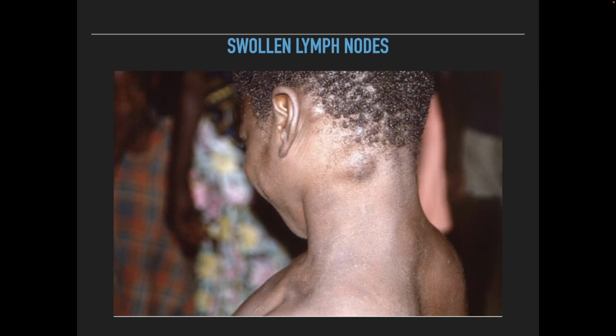What does a swollen lymph node look like? And here's a picture. We see right behind this young child's ear, there's a swelling. And then there's also on the upper part of the neck, right at the hairline, there's a large swelling. And these are swollen lymph nodes, or AKA lymphadenopathy.